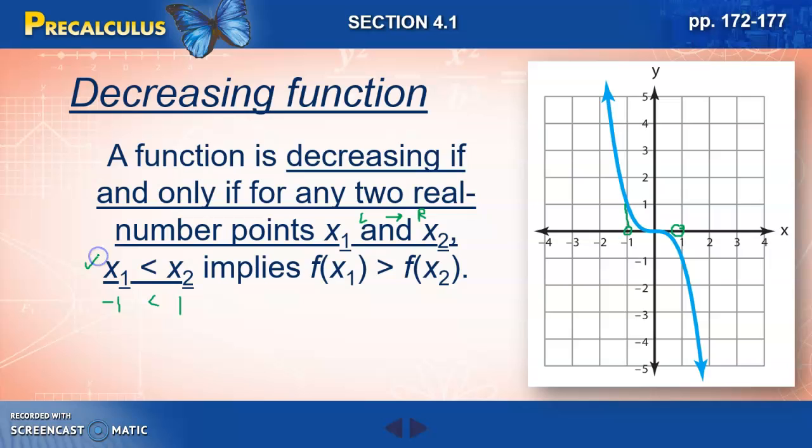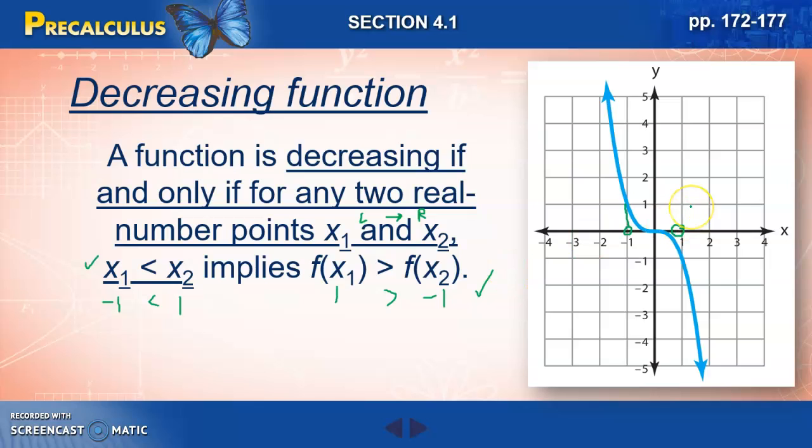So yes, that is true. And f of x sub 1 is greater than f of x sub 2. Well, f of x, that's just our y value. So f of x sub 1 is 1. And f of x sub 2, or f of 1, is -1. And 1 is greater than -1, so that part is true.